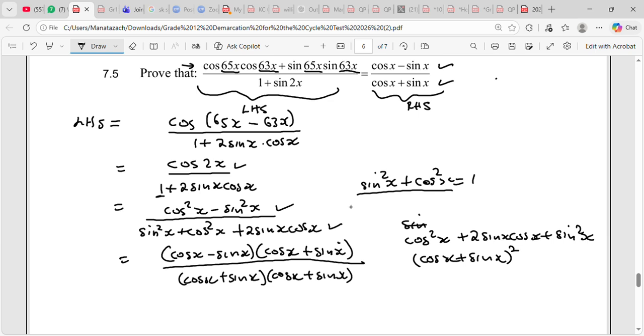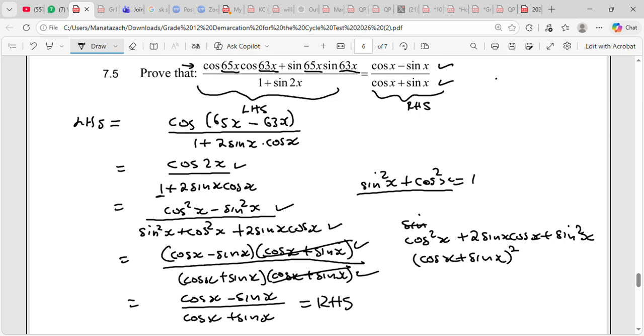Okay, and then from here on, you realize that these brackets and that bracket look exactly the same. So they can divide each other out. So now you're only left with cos x minus sine x divided by cos x plus sine x. And that's exactly like what you have on the right hand side. So that's the end of our proof.